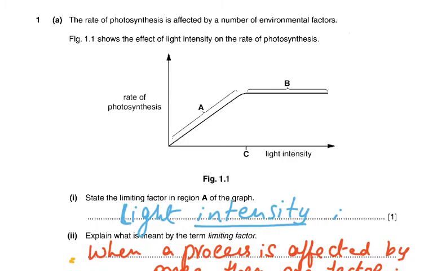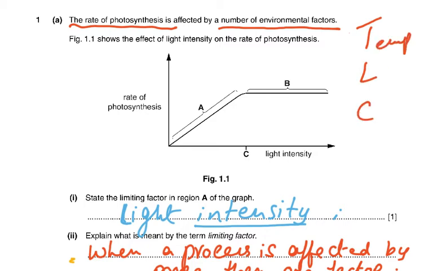One, the rate of photosynthesis is affected by a number of environmental factors. Now, very simple to remember: TLC, temperature, light intensity, and CO2 concentration. So TLC is a very easy way to remember it.